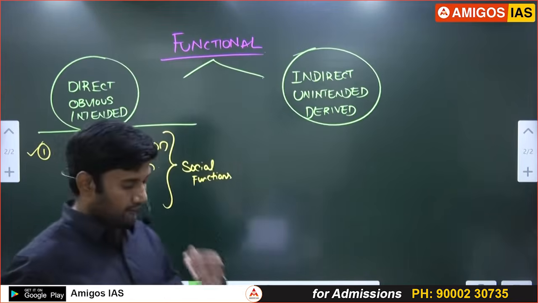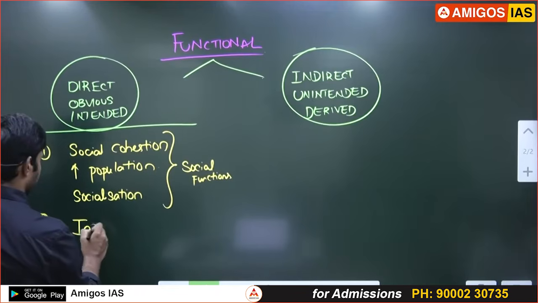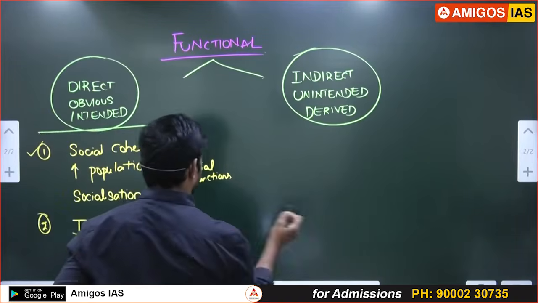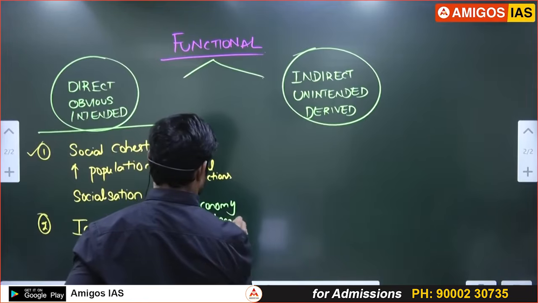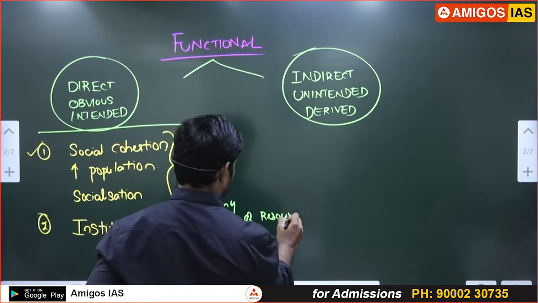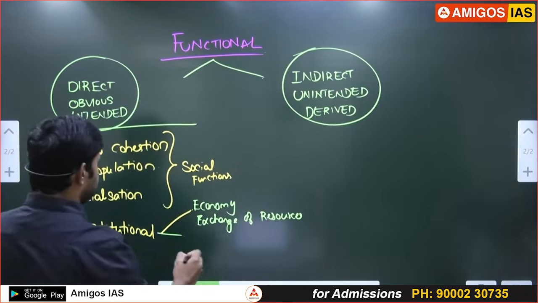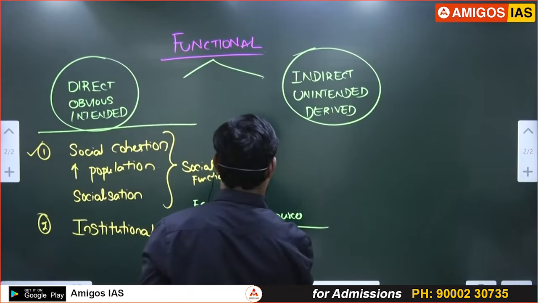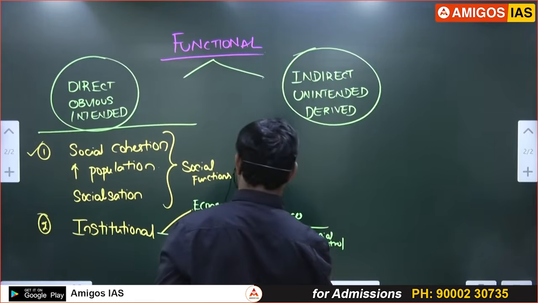Understand? Then the other functions of your economic institutions are institutional functions. Institutional functions like your basic economy, market system, exchange of resources. Exchange of the resources. If it is religious, meeting the spiritual needs. Religious needs, spiritual needs, and also a method of social control. What do you mean by the social control?